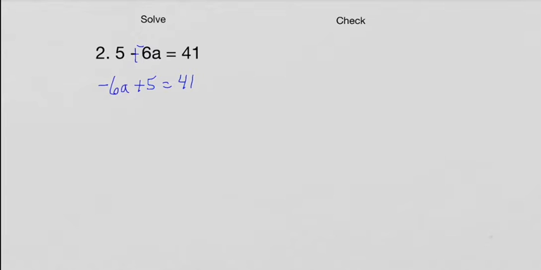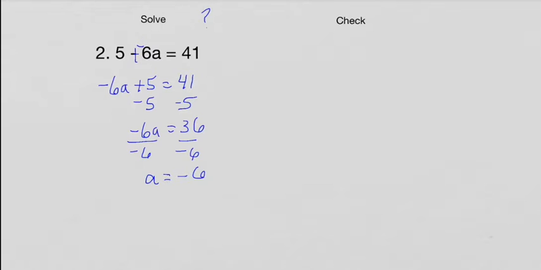Is the variable on the left? Yes, it is. Is the variable first? Yes, it is. Is it alone? No, it's not. So we're going to zero pair the 5. And we're going to get negative 6a is equal to 36. Is it alone? It's not. What math operation is it? It's multiplication. What's the opposite of multiplying by negative 6? It is dividing by negative 6. So a is going to equal negative 6.